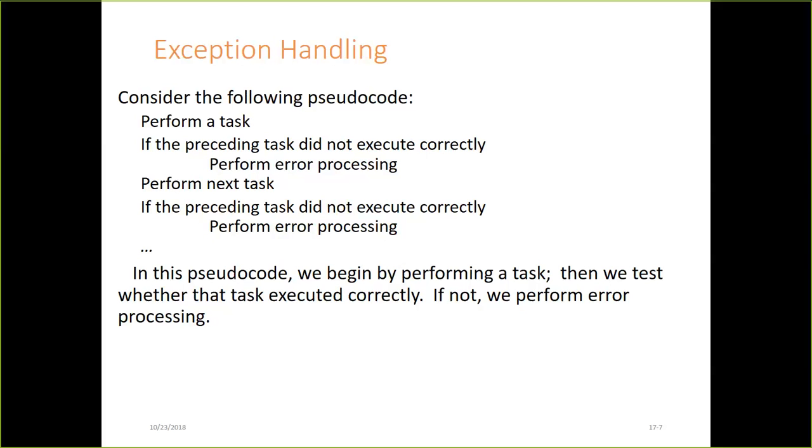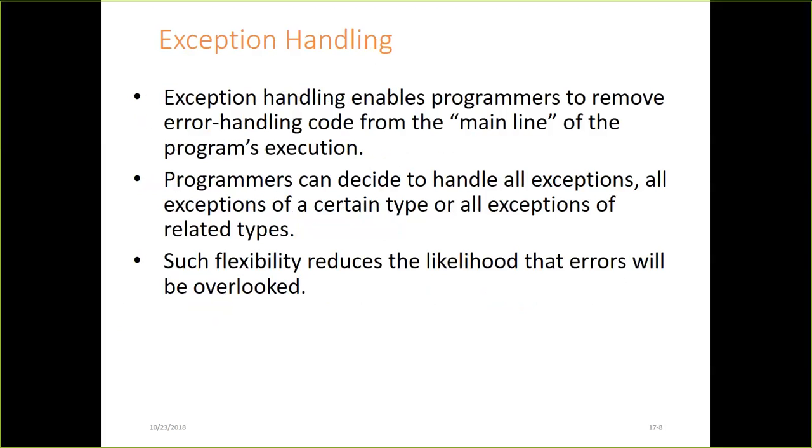And this pseudocode is simple. Perform a task. If the task makes an exception, skip it or show an error message. What is the error you are getting? And then go to the next step. So through exception handling, programmers remove error handling code from the main line of the program execution. Just keep those lines, then show an appropriate message about what kind of exception you are facing, show that one and go to the next.